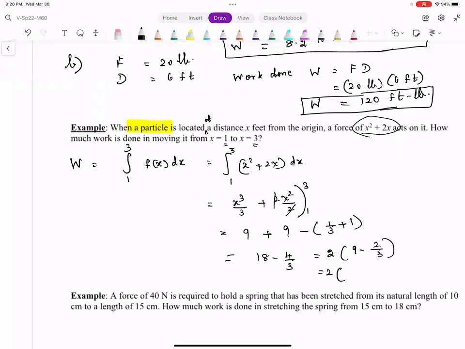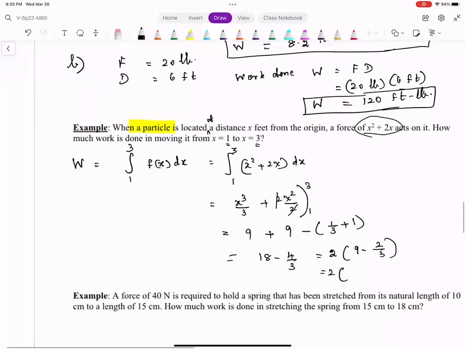That is 2 times 27 minus 2, which is 25 over 3. So it is 50 over 3. The units were mentioned, so you use the appropriate units for W, the work done.